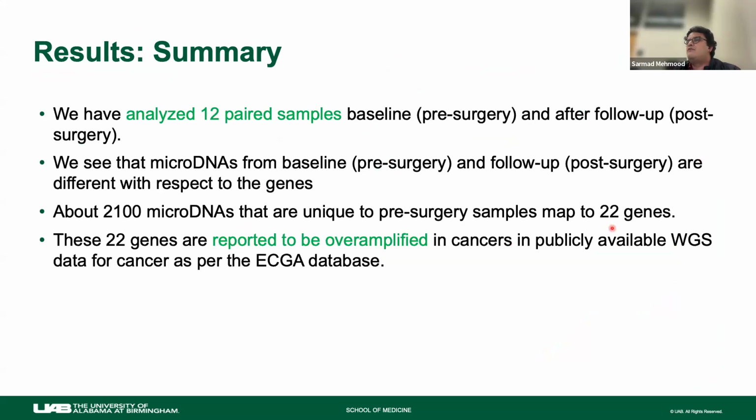For now, we have analyzed 12 paired samples from baseline and follow-up. We say that the microDNAs from the pre-surgery samples are different with respect to the genes. There are about 2,100 microDNAs which uniquely map to these 22 genes. The 22 genes are reported to be over-amplified in publicly available whole genome sequencing data as per the TCGA database.